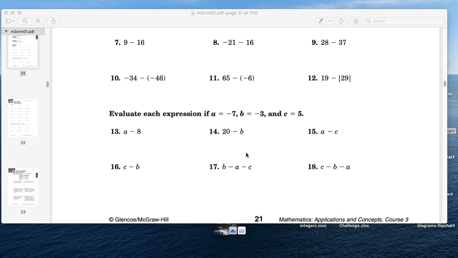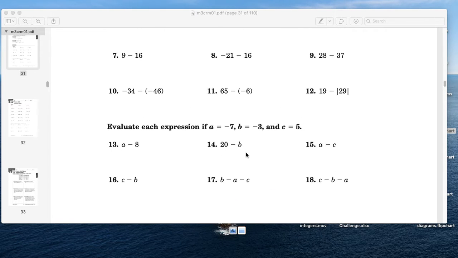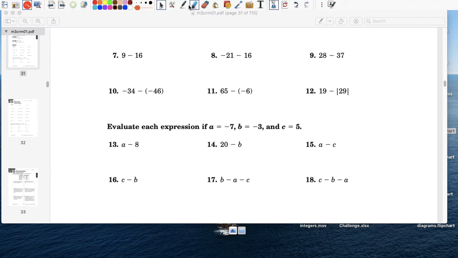We have a little bit more. I'll do a little bit more. So here you have to be super, super careful. A is negative 7, so it's negative 7 minus 8, right? We got to change, right? So now negative 7 plus negative 8, right? And that gives us negative 15.